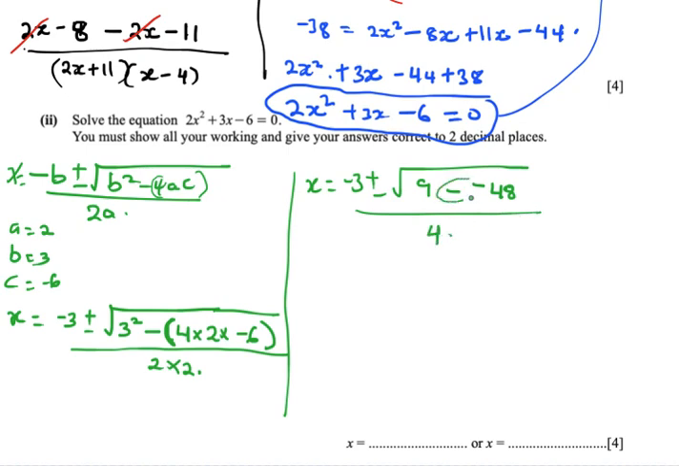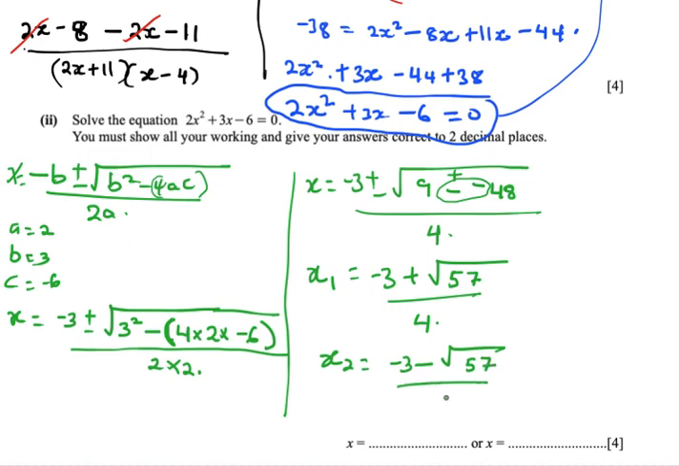So these two become a plus. So our first x will be negative 3 plus the square root of 9 plus 48, square root of 57, all over 4. This is the first x. And the second x will be negative 3 minus the square root of 57, all over 4. So this is what we are going to work with to see how we can get the answer.